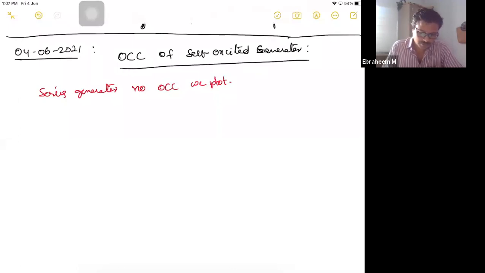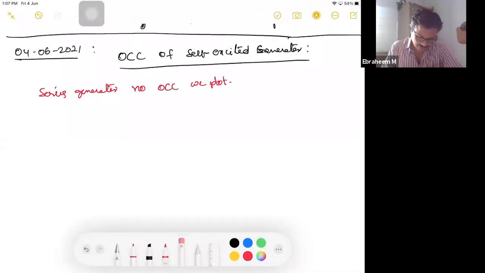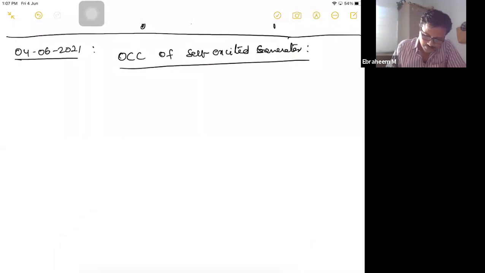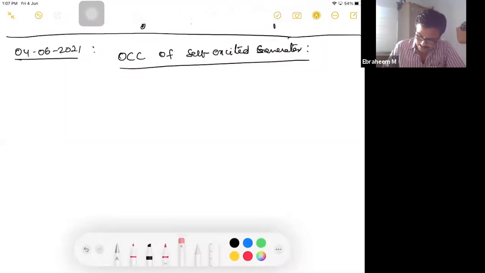Sorry. We can plot OCC for this generator also. I'm confused. It is not done. No load test is not done on a series motor, right? So anyhow, now OCC of a self-excited generator. Self-excited generator means what? What is the meaning of self-excitation?